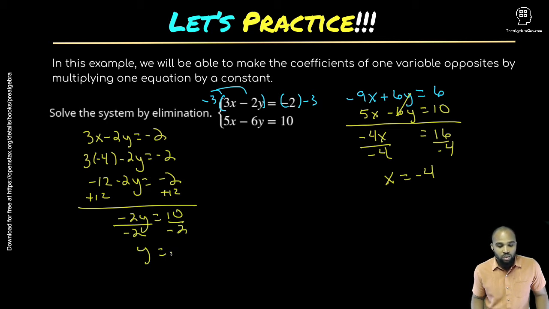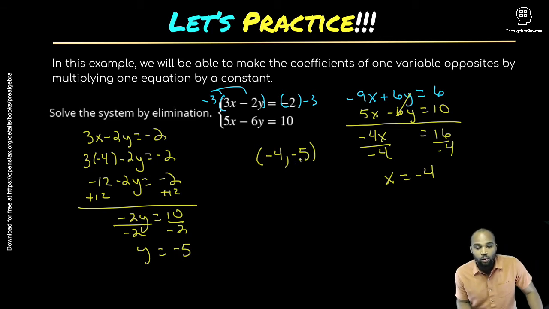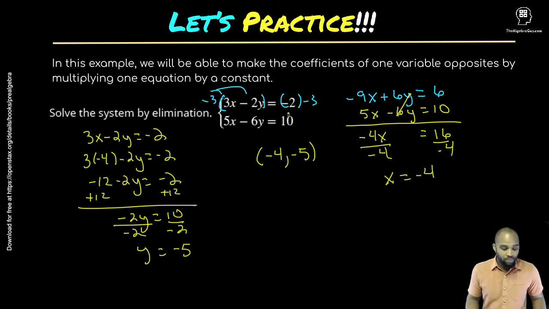Y equals -5. So now I have both my coordinates. X is -4 and y is -5. That's the point at which both of those lines are crossing, what we call the solution to that system.